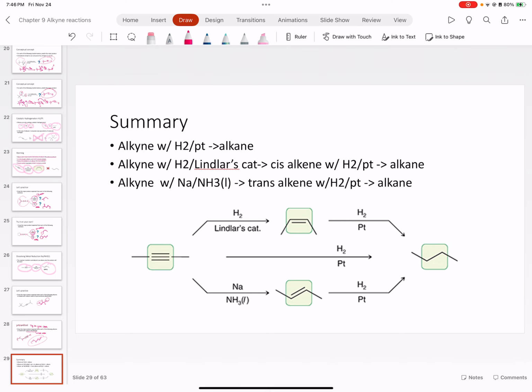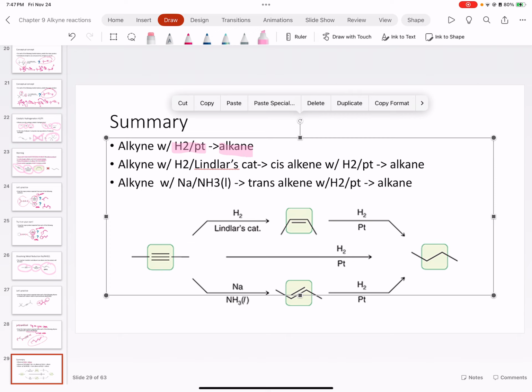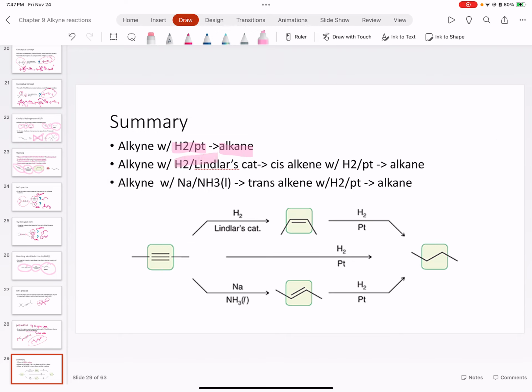So, summary. An alkyne that reacts with H2 and Pt by itself, we get an alkane. Alkyne with H2 and Lindlar catalyst, you get a cis alkene. And then an alkyne with Na and NH3, you get a trans alkene. And if you react any of this cis or trans alkene with H2 and Pt, you get an alkane.